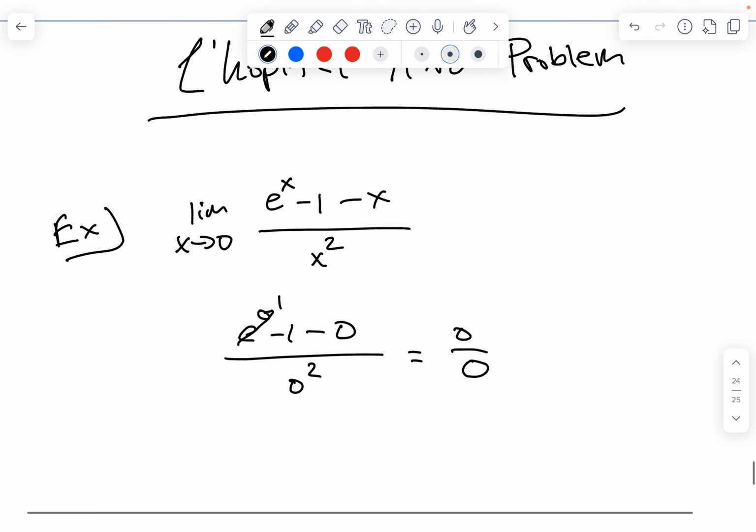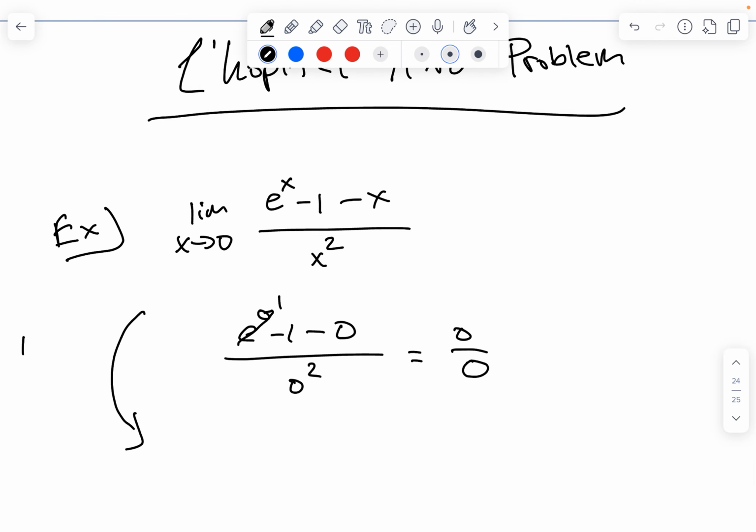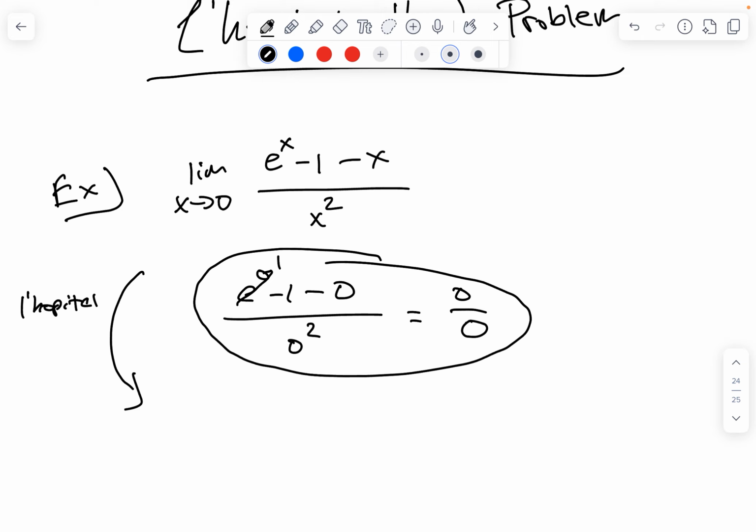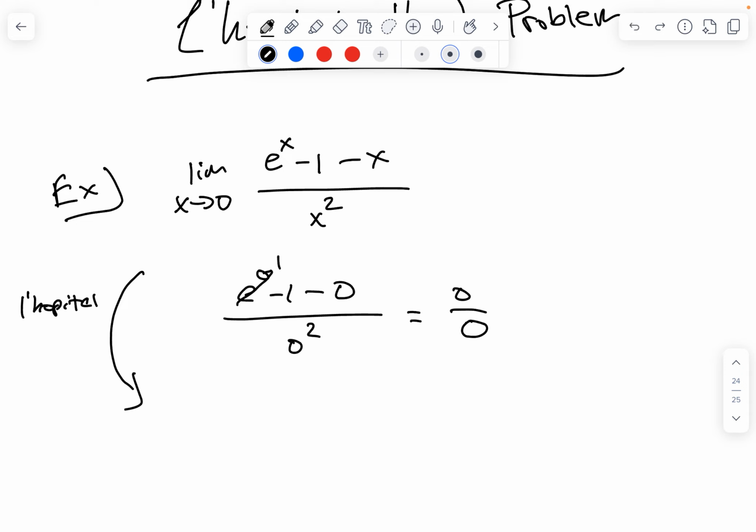So let's use L'Hopital. And I always kind of draw an arrow like this just to tell the grader, here, look, I have tried it, it didn't work. Now let me use L'Hopital's rule down here so I can immediately take the derivative. So let's take the derivative of the top, of e to the x minus 1 minus x.